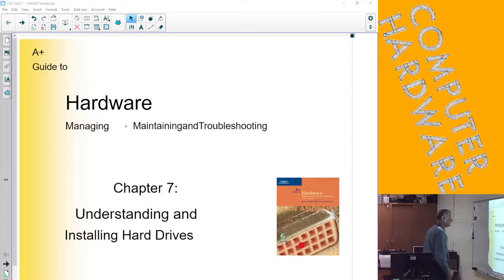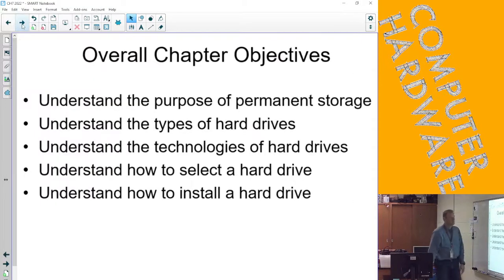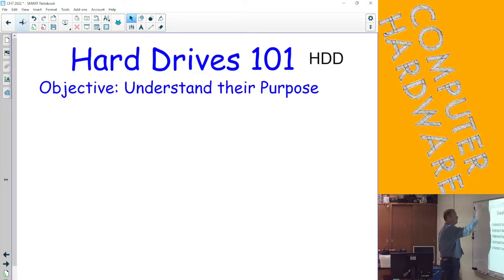Okay, we're on chapter 7, understanding and installing hard drives. So, the goal of the chapter is to understand the purpose of permanent storage, which is what our hard drives are, understand the types of hard drives that we're going to see and use throughout your years with computers, understand the technologies of different hard drives, understand how to select a hard drive, and how to install the hard drive. And we're not going to obviously get to all those things today. That's just what the chapter is all about.